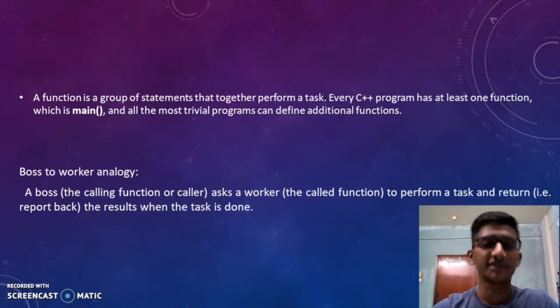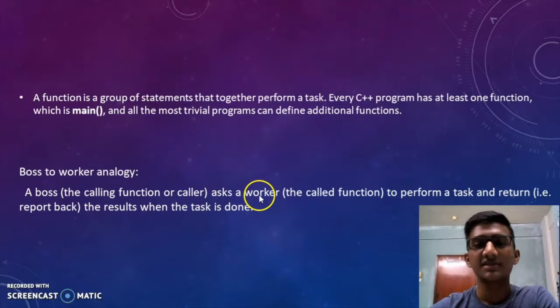A function is a group of statements that together perform a task. Every C++ program has at least one function, which is main, and although most programs can define additional functions, we can understand this even deeper with the boss and worker analogy. A boss, the calling function or caller, asks a worker, the called function, to perform a task and return the results when the task is done.